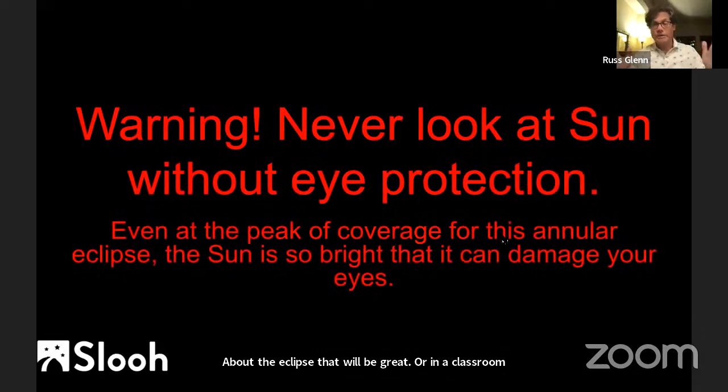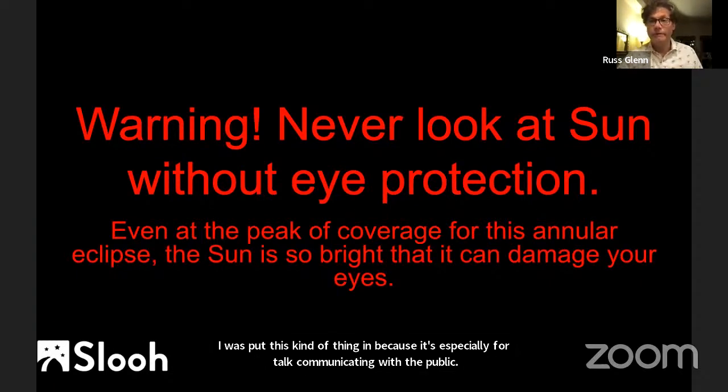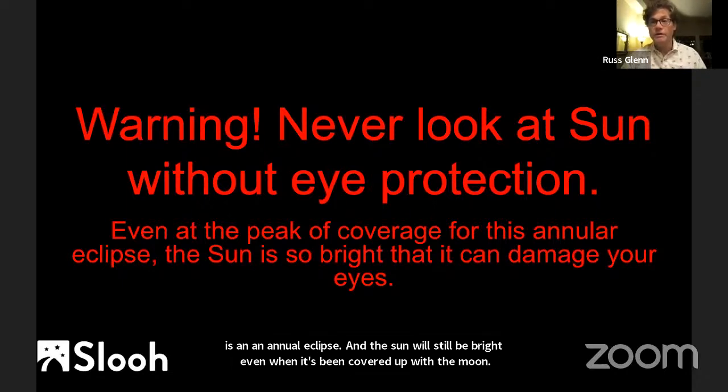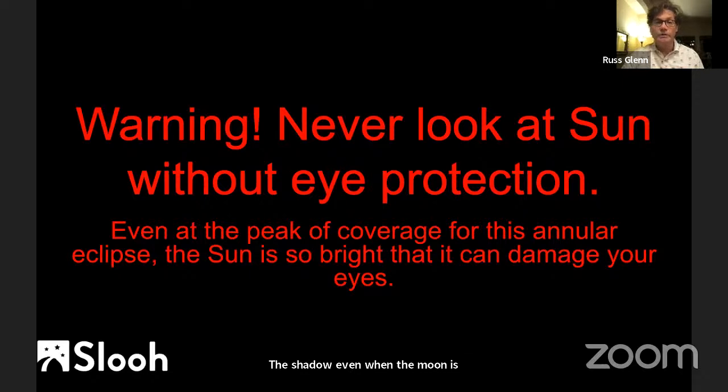I always put this in because, especially if we're communicating with the public, they need to know that this is not a total solar eclipse. That's a whole other thing, making sure that even people in a total solar eclipse know there's just a small window when you can take off your glasses. But this is not a total eclipse. This is an annular eclipse, and the sun will still be bright even when it's been covered up by the moon. It will still damage their eyes.